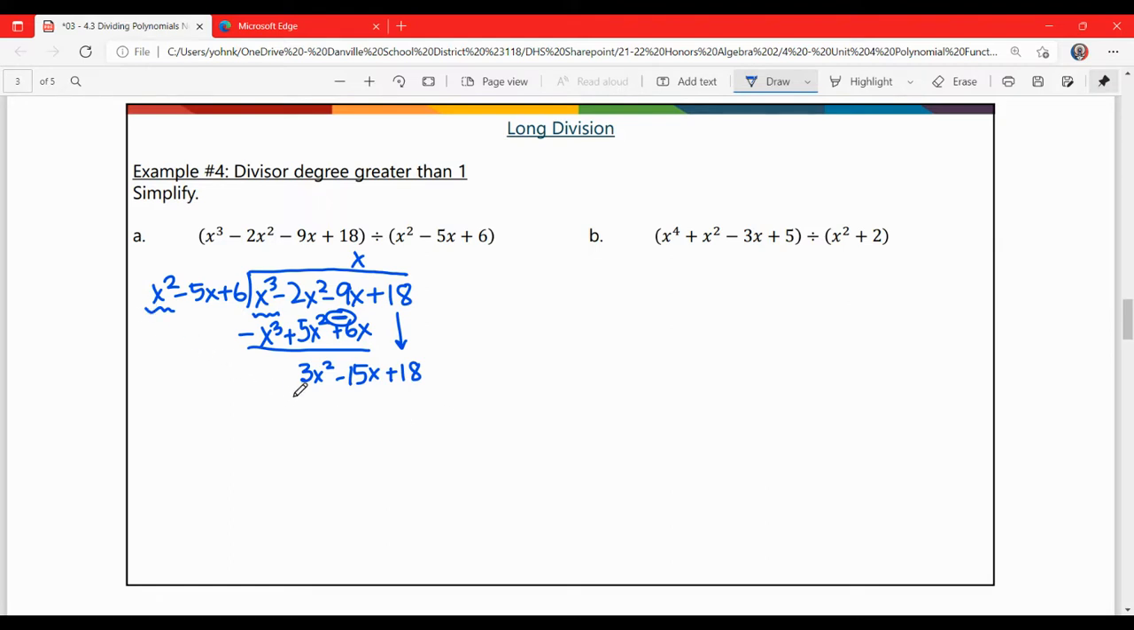So then ask yourself, x squared times what is 3x squared? The answer is 3, so we put a plus 3. Then I distribute, 3 times x squared is 3x squared. 3 times negative 5x is negative 15x. 3 times 6 is 18. Draw your line. Change your signs. So we add, we get 0, we get 0, we get 0. There's no remainder. So our answer is x plus 3.